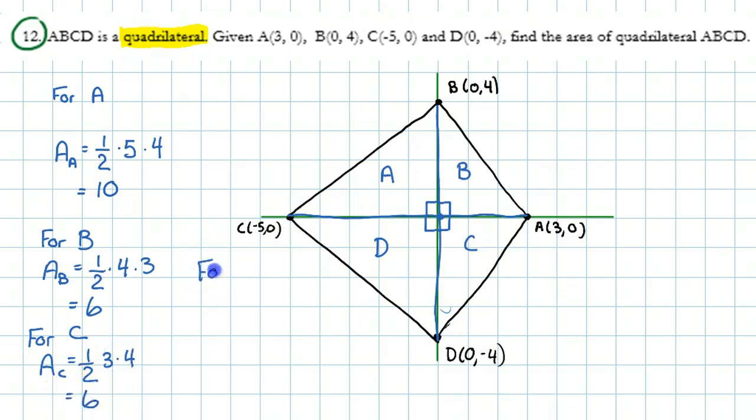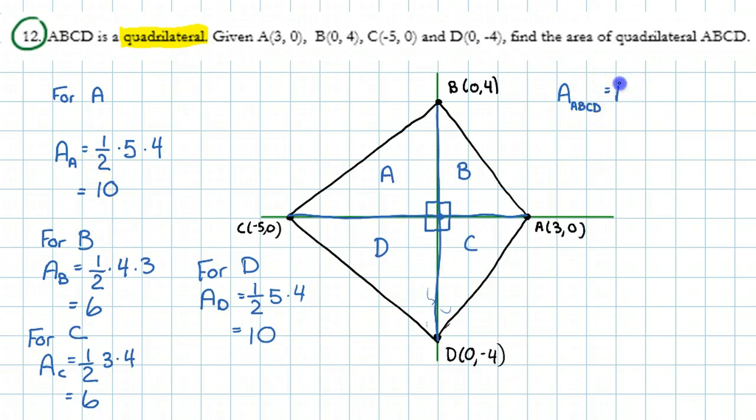And now let's do 4D. So the area of D is going to equal, let's see, 1, 2, 3, 4, 5. 1, 2, 3, 4. 1/2, 5 times 4, which is 10. What jumps out at me here as I'm doing this is there's a lot of symmetry in this problem. Something to think about.